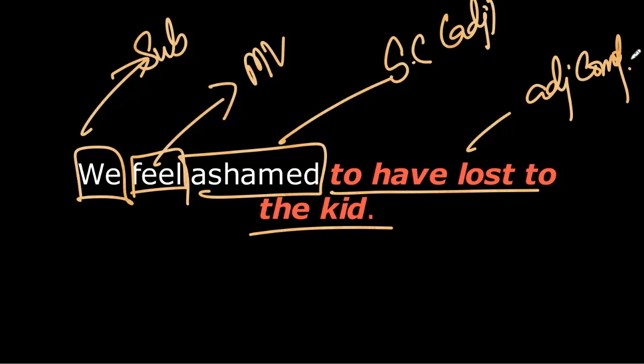All right, adjective complement. Where to have lost is my infinitive. Infinitive in the perfect form. Perfect infinitive. And to have lost to the kid, this entire thing is my infinitive phrase.